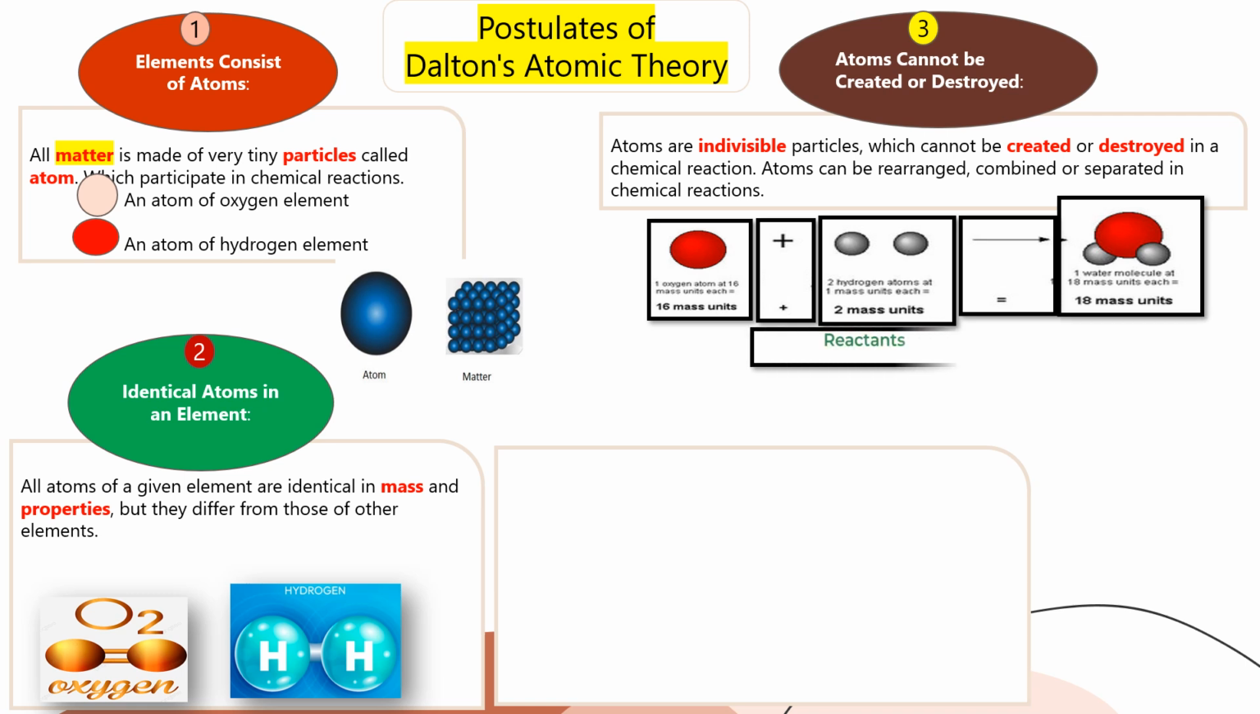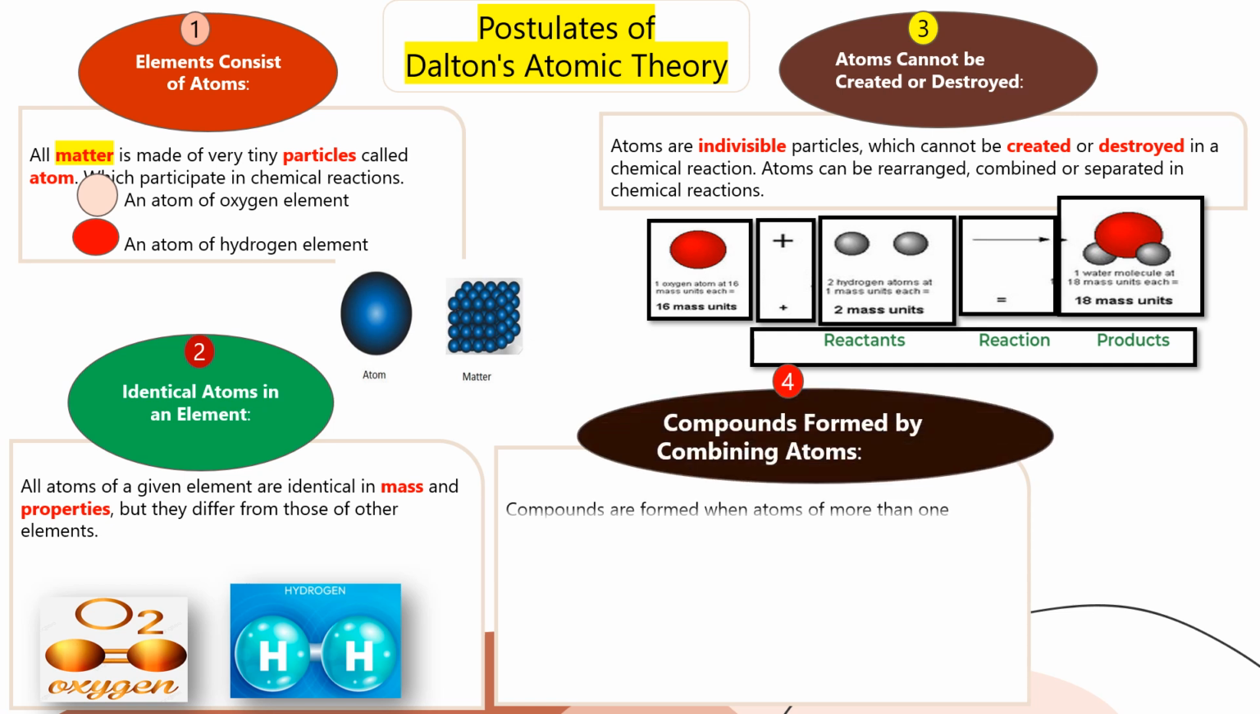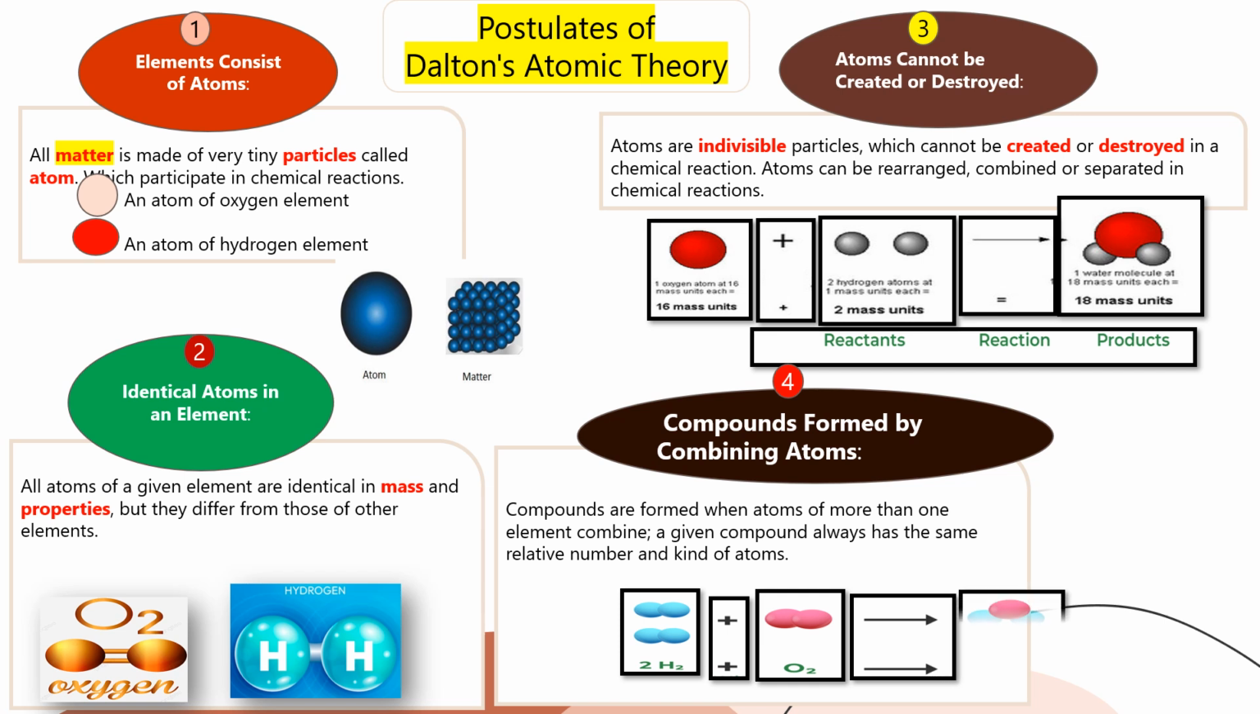And the last one, compounds formed by combining atoms. So, compounds are formed when atoms of more than one element combine. A given compound always has the same relative number and kind of atoms. See the example, two hydrogen atoms react with an oxygen atom to give two water molecules. So these are the postulates of Dalton's atomic theory.